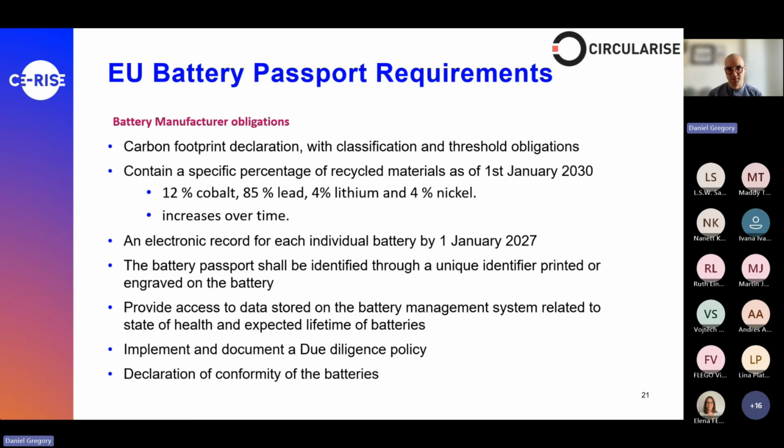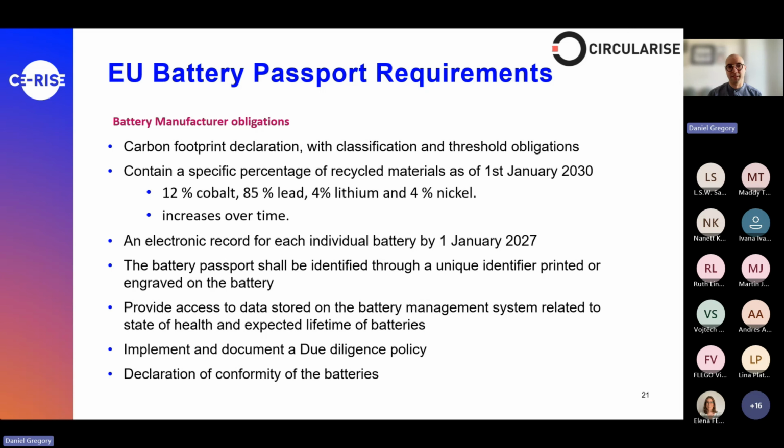Understanding a specific percentage of recycled materials, manufacturers will have to provide that from their supply chain. So they're going to be dependent on the supply chain data to show the origin of different materials, provenance, how it was made, how it was created, and showing that, for example, a certain threshold of that is recycled material. You're going to need to store that in a passport. It gets identified by some unique identifier. So something printed or engraved on the battery, that's that data carrier, likely to be a QR code.